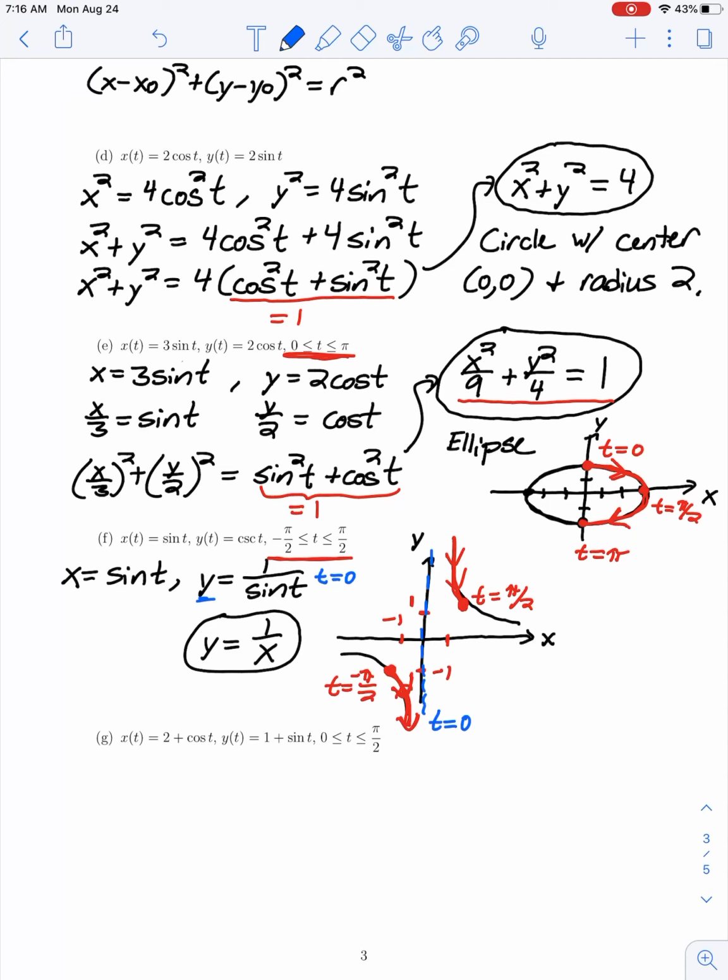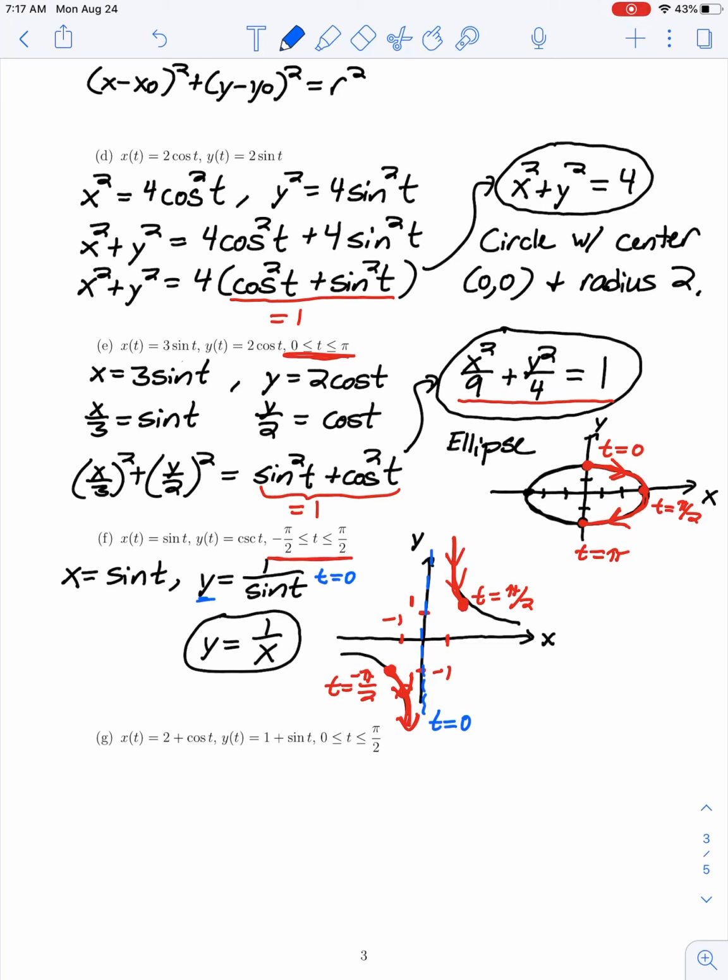So let's look at another one. In part G, we have the equations x is equal to 2 plus cosine t, and y is equal to 1 plus sine t, where t is within the interval from 0 to pi over 2.